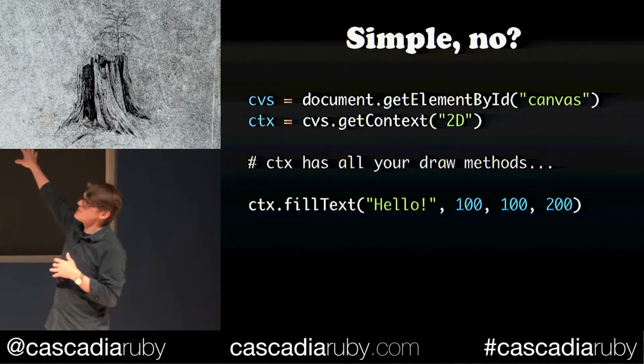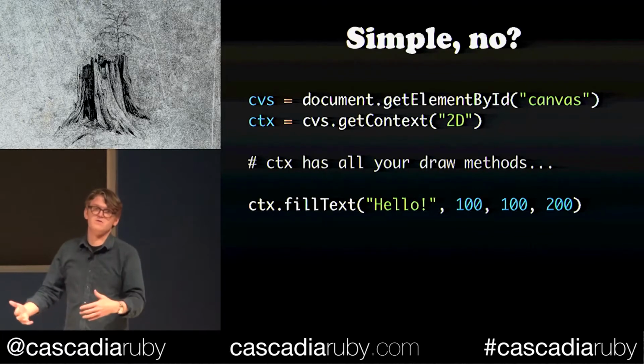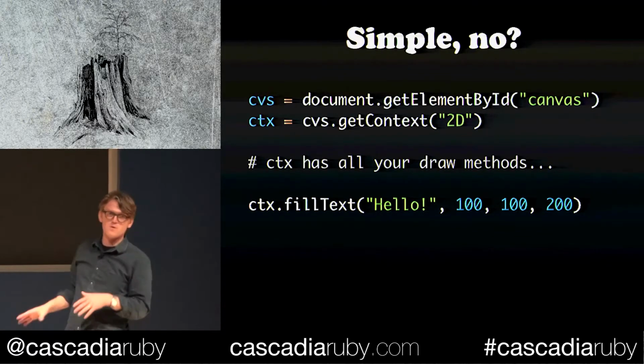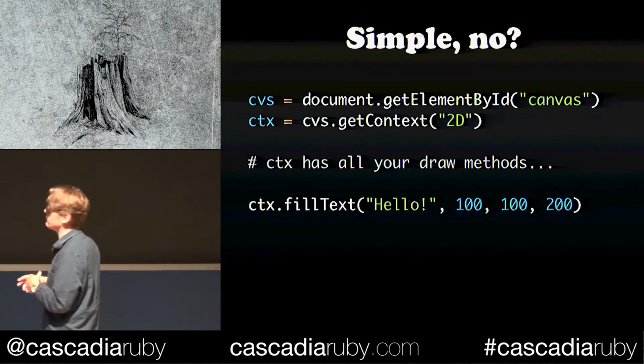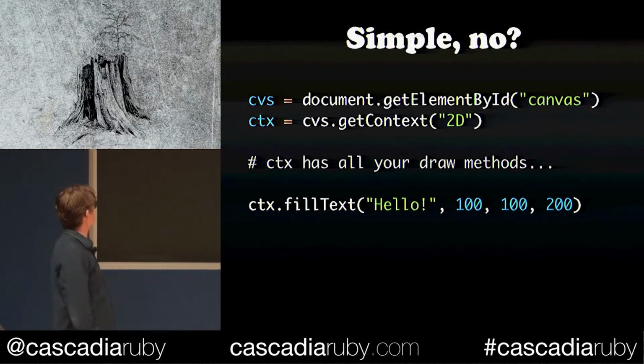So get context 2D actually puts you into a 2D mode where you have access to the 2D graphics calls. If you wanted to do 3D stuff, you would use WebGL there. We're not talking about that. It's not well supported. In a happy future, it will be well supported, and we'll be able to do nice 3D games in all the browsers.